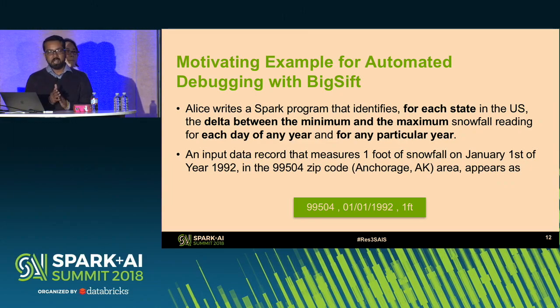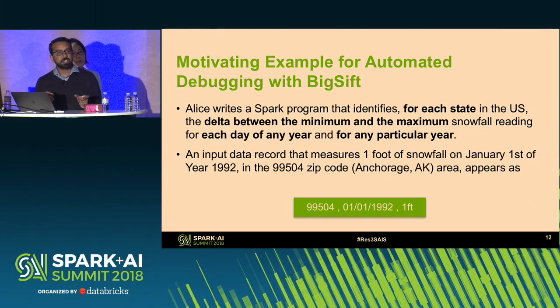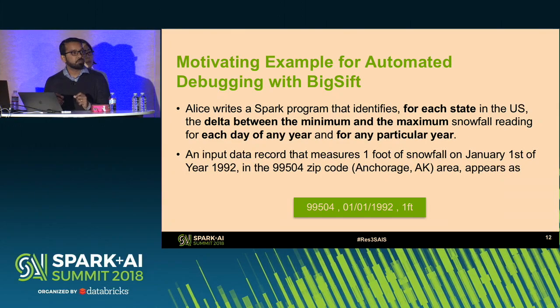So let's assume that Alice is a Spark user, and she has written a Spark program to identify, for each state in the US, the difference between the minimum and the maximum snowfall reading for each day of the year and for any particular year. The data set that we're using here looks like this, where you have the zip code, the date of the measurement, and the actual measurement of that snowfall reading. So, a normal Spark program.